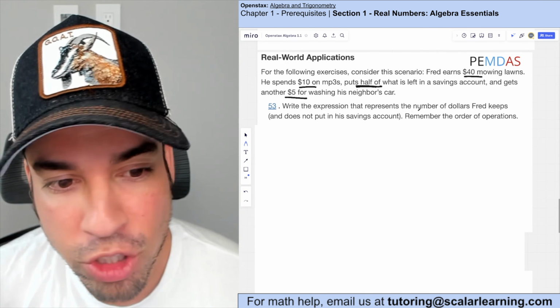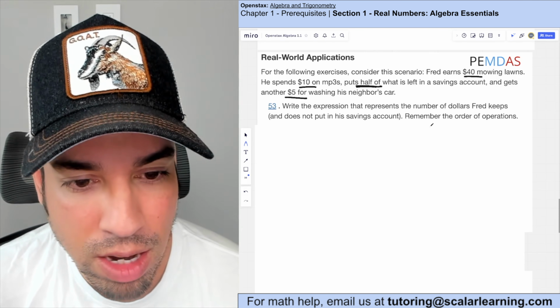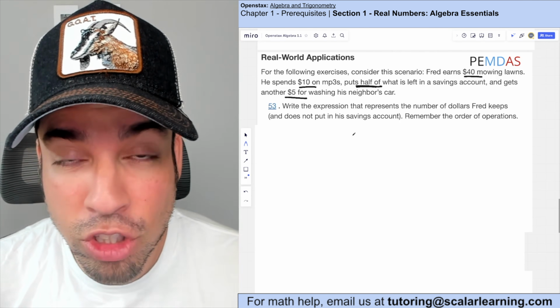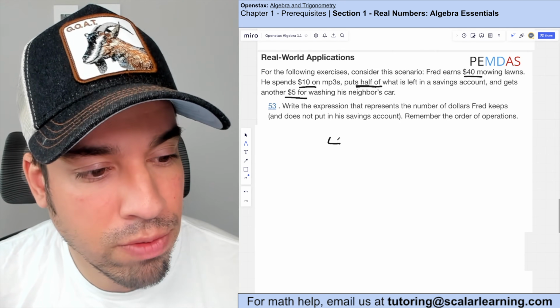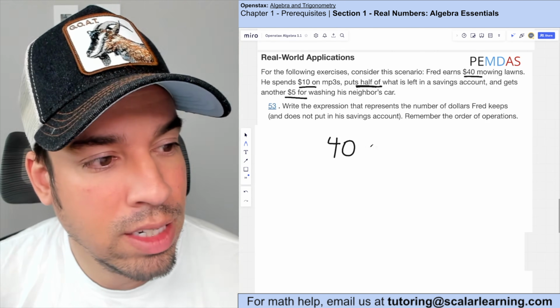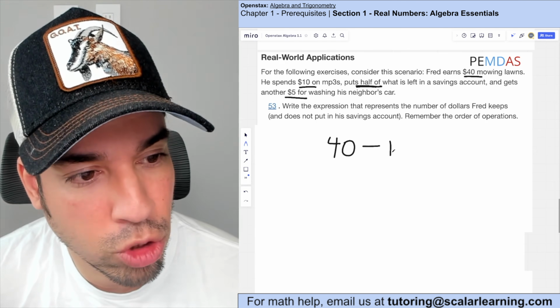So it says, write the expression that represents the number of dollars Fred keeps and does not put in his savings account. So I'm going to piece this together just like I'm piecing it together in my mind. First, Fred gets 40 bucks. Great. Then he spends $10 on MP3s. So that's like losing 10 bucks, so I'm going to subtract 10.